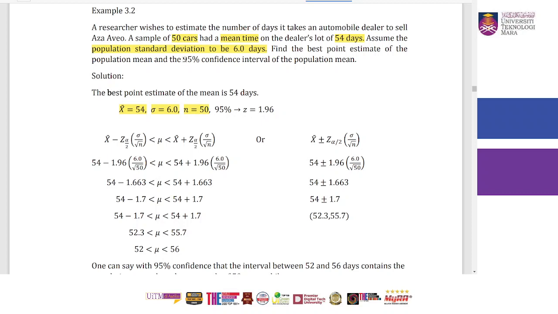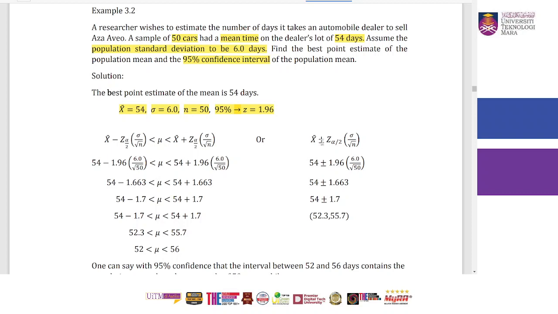And you want the confidence interval to be 95% confidence interval, right? So that means with the 95% confidence interval, you have the value of Z to be equal to 1.96. Okay. So based on this information, you can come up with the confidence interval using the formula X bar minus Z alpha over 2 sigma divided by square root of N. Okay, so left and right.